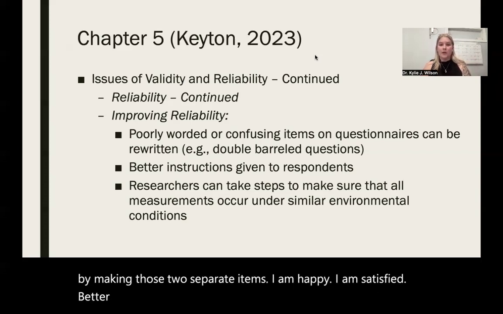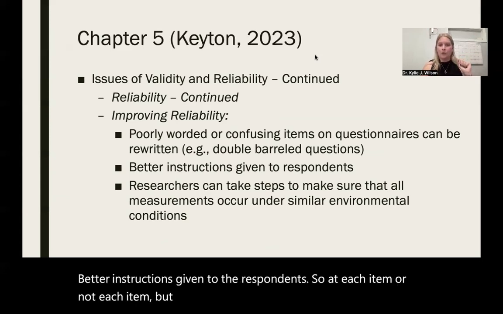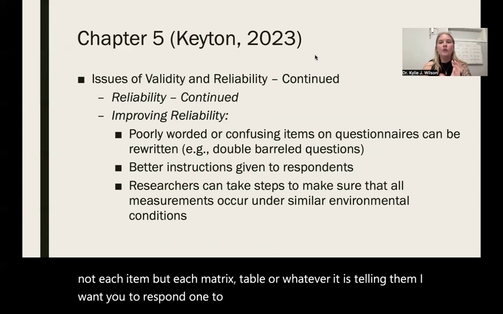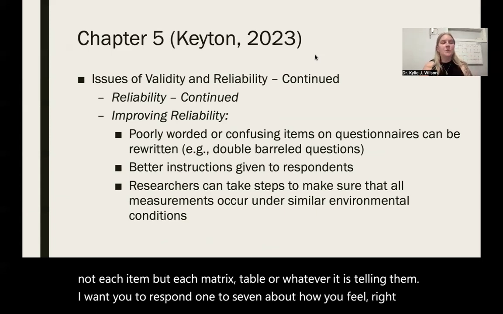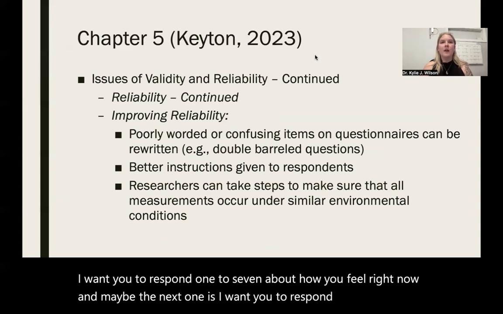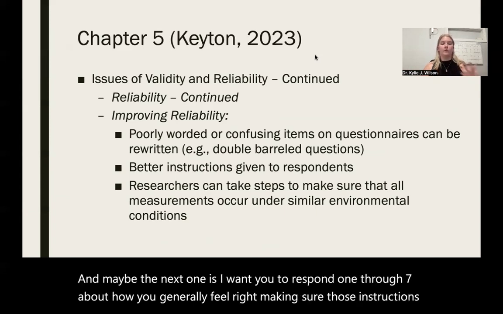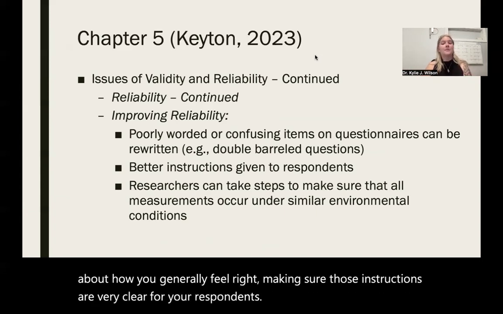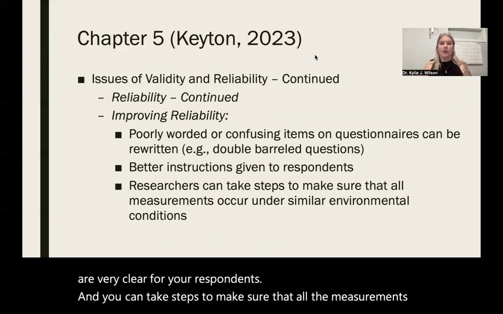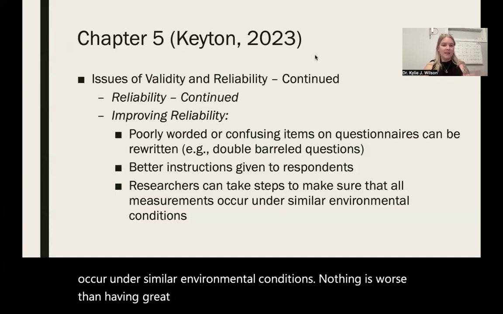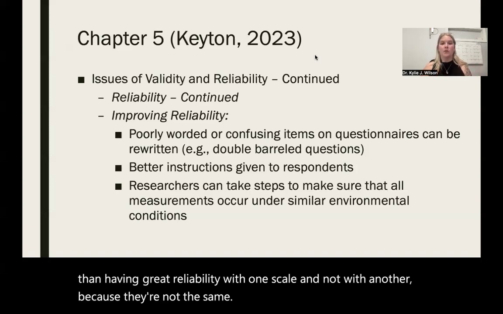Better instructions given to the respondents. So at each item, or not each item, but each matrix table or whatever it is, telling them, I want you to respond 1 to 7 about how you feel right now. And maybe the next one is, I want you to respond 1 through 7 about how you generally feel, right? Making sure those instructions are very clear for your respondents. And you can take steps to make sure that all the measurements occur under similar environmental conditions. Nothing is worse than having great reliability with one scale and not with another because they're not the same due to environmental conditions, okay?